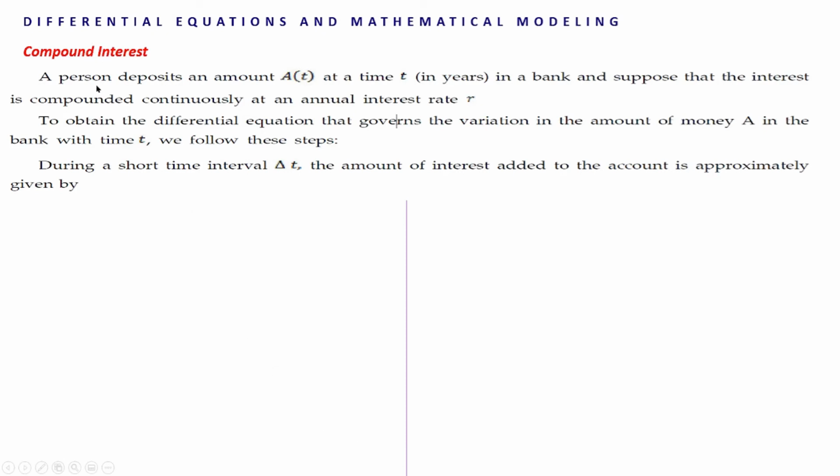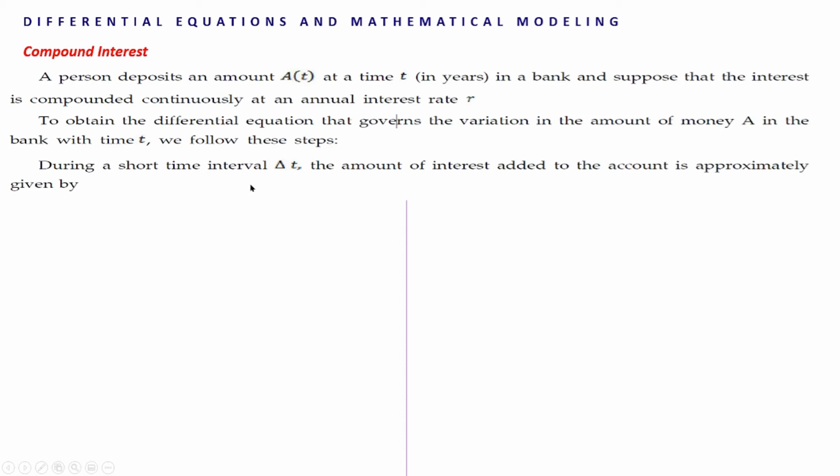Now moving on to the next model, which is compound interest. A person deposits an amount A of t at a time t in years in a bank, and suppose that the interest is compounded continuously at an annual interest rate R. We need to obtain the differential equation that governs the variation in the amount of money A in the bank with time t, and we can follow these steps.